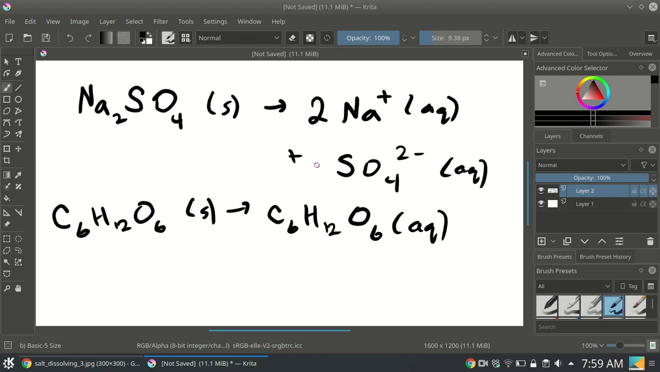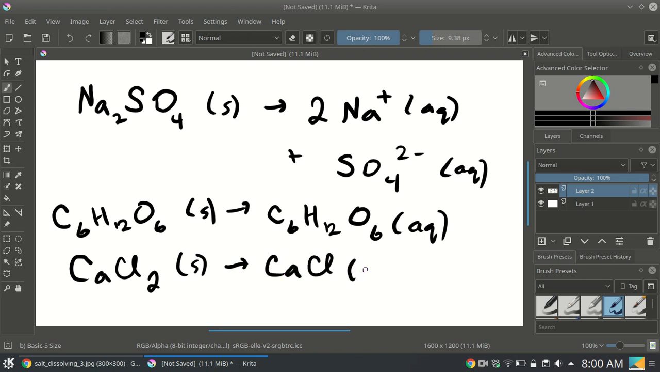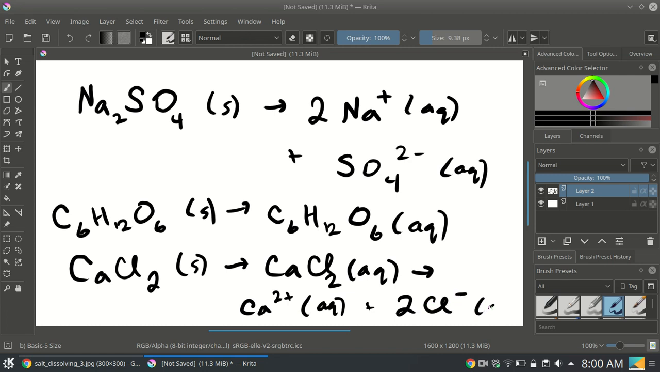I know in the lab you did this anhydrous calcium chloride, and you dissolved it, and it was an exothermic reaction. This is just a simplification. This is not exactly what happens. What really happens is you get a calcium ion and you get two chloride ions.